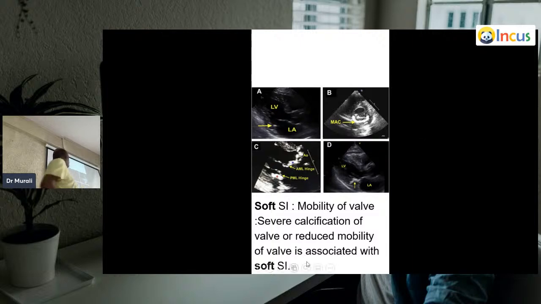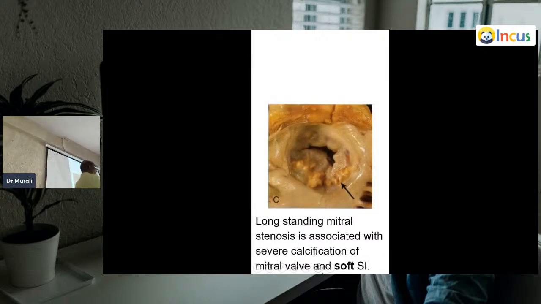Alright? Now, soft S1 also happens when the mobility of the valve is affected. For example, if the valve is very pliable, it will hit. If it is very woody, calcified, even if it is hitting, no sound is heard. That's the reason calcification of the valve in chronic rheumatic heart disease leads to development of a soft S1, is what you need to remember.